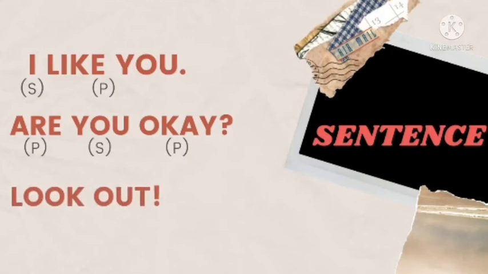Last is look out. This group of words is just a predicate, but it has an underlying subject, which is you. This is an imperative sentence commanding you to look out. Hence, this is a sentence.